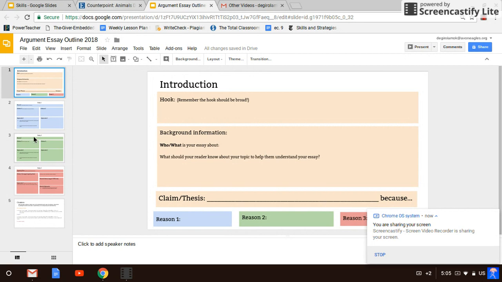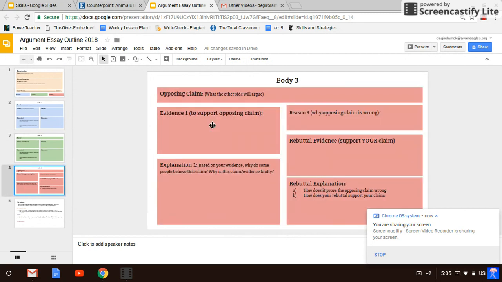Okay. For body paragraph 3, it's going to be a little bit different because the first part of it, you're talking about what others will argue. So some people may argue that animals should have equal rights as humans. Your explanation is first for this, when you're addressing the opposing claim, you're going to talk about, why do some people believe this claim? You're not going to want to add too much detail because then you're going to convince people to go on the other side. So just a brief overview of why would some people believe this claim and reason.